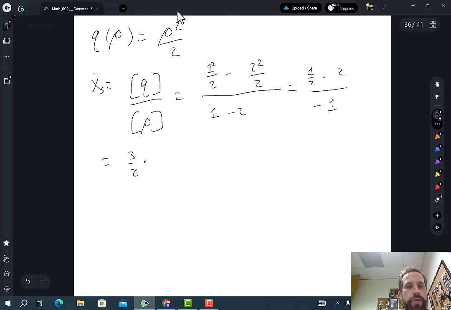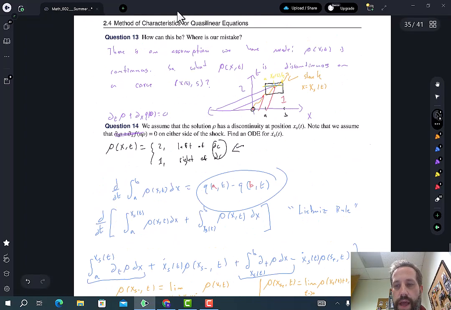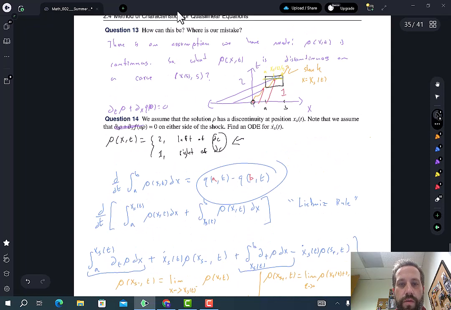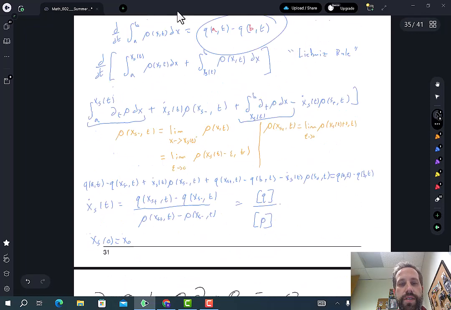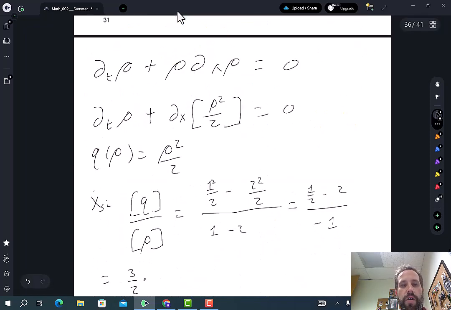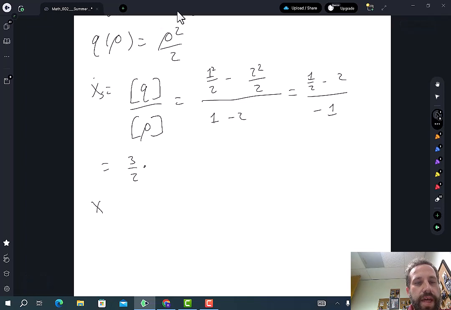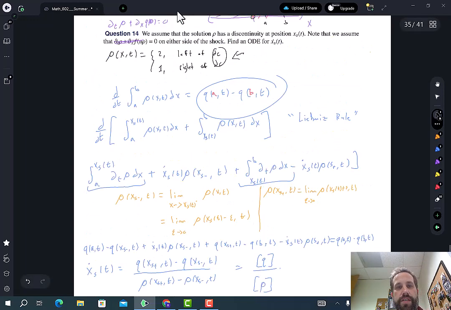Well, I know the characteristics first intersect at time t equal to 0. Again, to the left 2, to the right 1. They intersect there when t is equal to 0, and I know that x of 0 is equal to 0. So this tells me that x_s of 0, for the shock, is equal to 0 because it happens when time is equal to 0 and there x is equal to 0. So x_s of t then is going to be 3 halves t. All right, so let's come back up here and fix what I have.